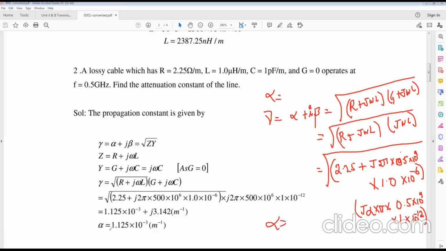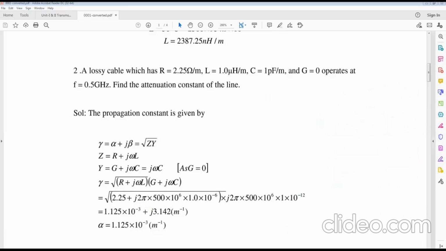So alpha is equal to 1.125 into 10 to the power of minus 3 per meter. Okay, per meter. How do we get this? The function is j into j, you multiply, j square is a minus, and j multiplied with this function gives an imaginary term. So whatever value we got from multiplying these two functions, that is alpha. Okay, it is 1.125 into 10 to the power of minus 3 per meter. Got it, my dear students?